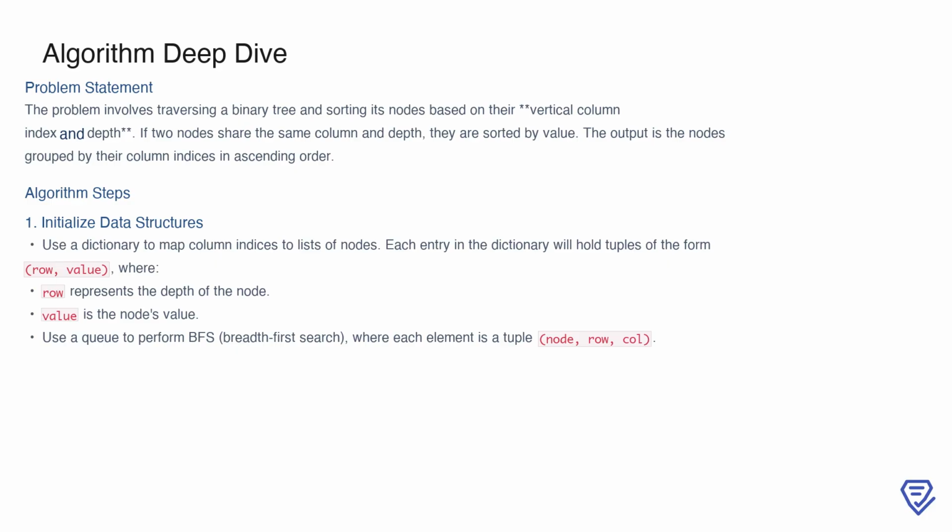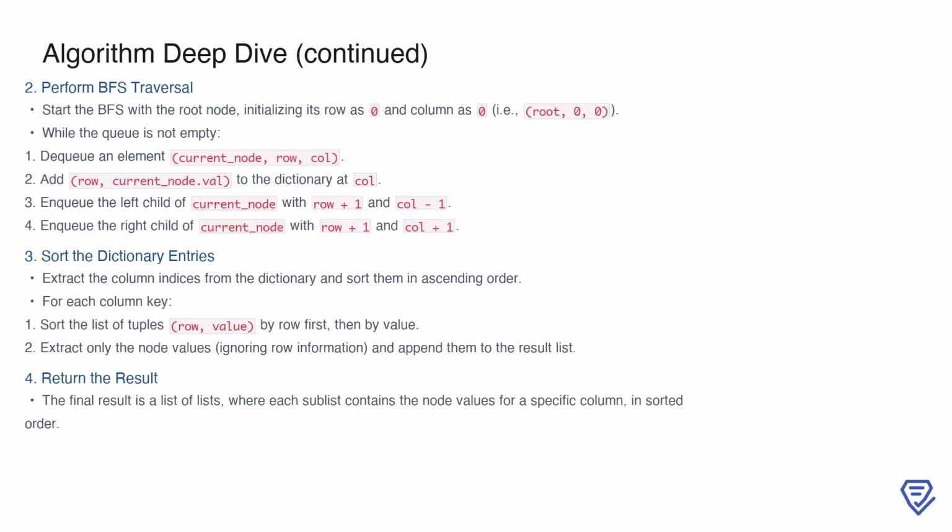To achieve this, we'll use specific data structures. First, we initialize a dictionary to map column indices to lists of nodes. Each entry in this dictionary will store tuples containing the depth, or row, and the value of a node. Additionally, we use a queue for breadth-first search, or BFS, where each entry represents a node along with its row and column indices. These structures will help us systematically process the tree while keeping track of the necessary information for sorting and grouping.